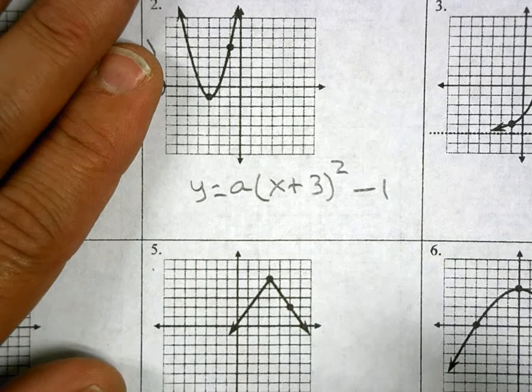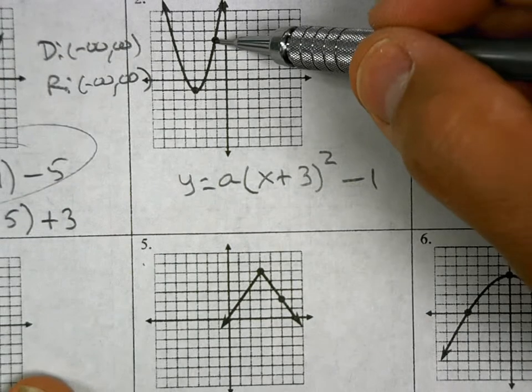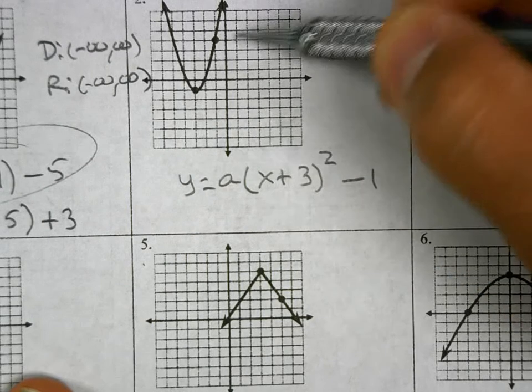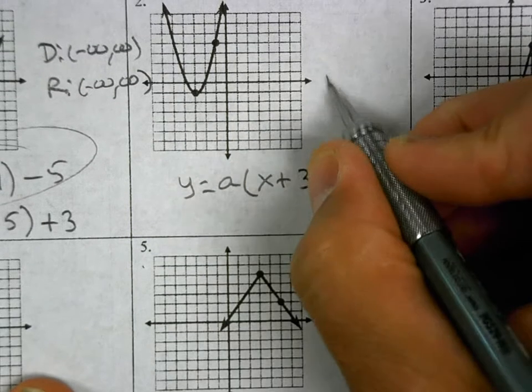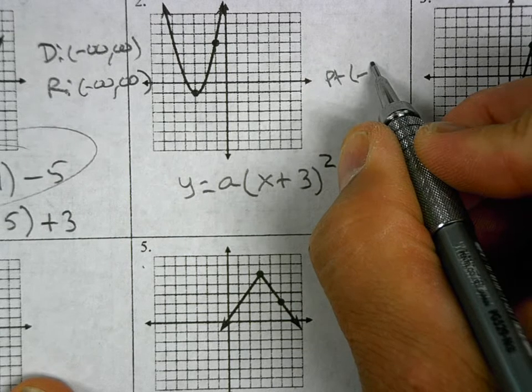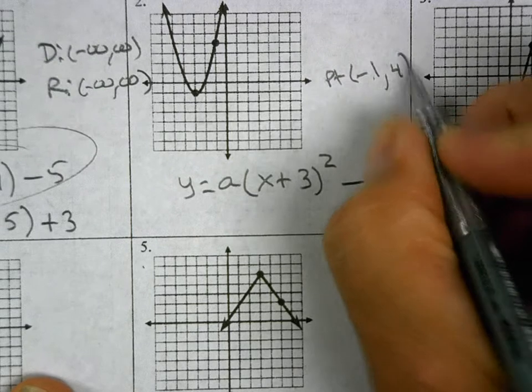There we go. How did we get the point? Or excuse me, the a? Plug in that point. Well, what is this point? The point is at negative, where is that? Negative 1, 4. There we go. And that's what we plug in.